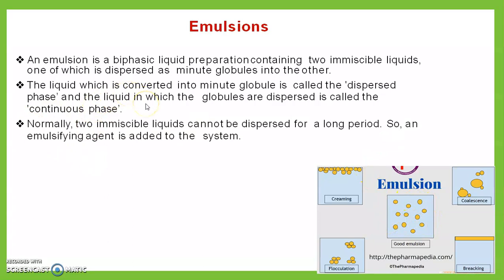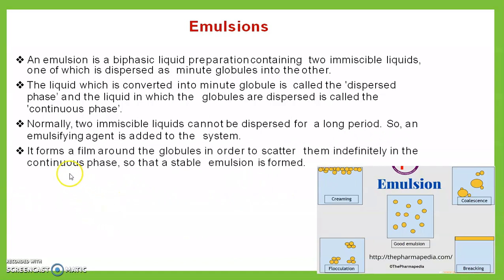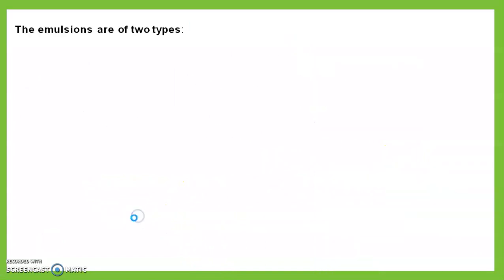There are two phases in the emulsion: the dispersed phase and the continuous phase. Normally, two immiscible liquids cannot remain dispersed for a long period. So an emulsifying agent is added to the system to form a stable emulsion. It forms a film around the globules, scattering them indefinitely in the continuous phase so that they form a stable emulsion.